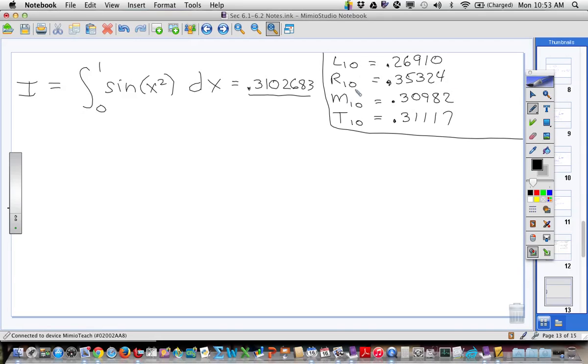Let's focus on left and right first because they're the same. So let's write down I minus L10 is less than or equal to, and now on this side we're going to fill in our formula.